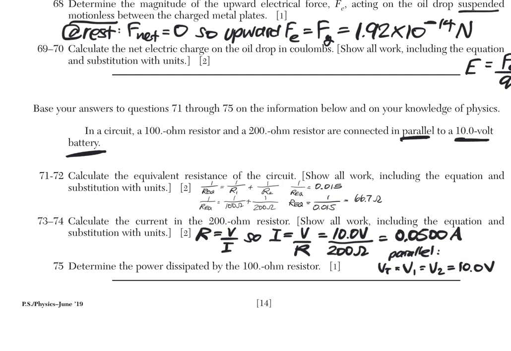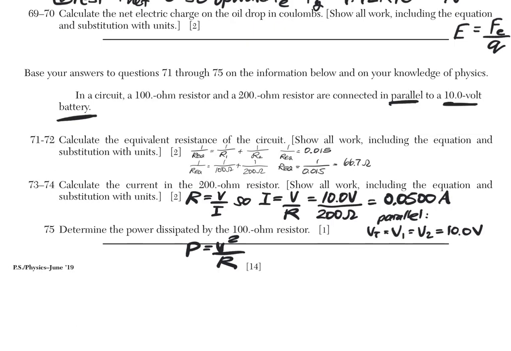And then it wants to know what is the power dissipated by the 100 ohm resistor. Well, one of the power equations is V squared over R. And for the same reason that there are 10 volts across the 200 ohm resistor, there are 10 volts across the 100 ohm resistor.